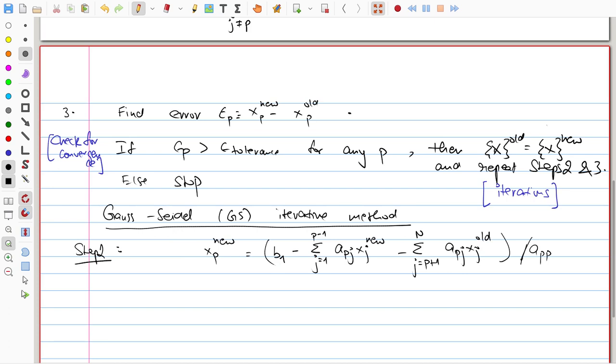Right, so that's the only difference. Is this difference clear? Yes.